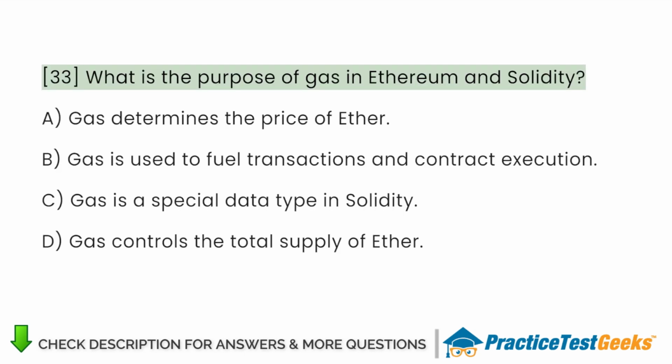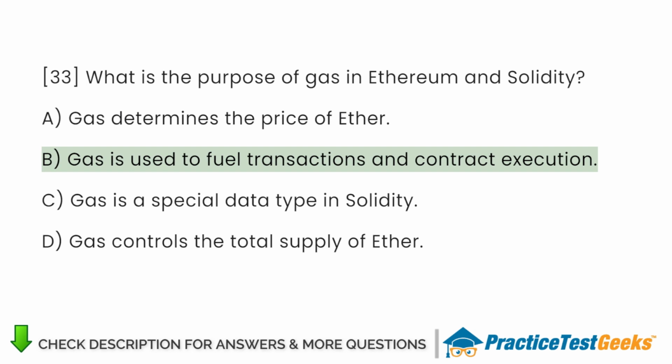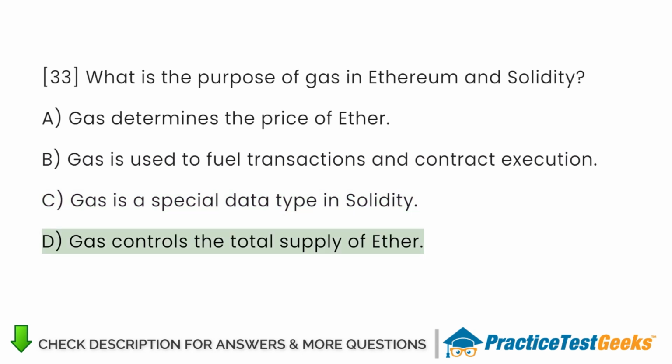What is the purpose of gas in Ethereum and Solidity? A. Gas determines the price of Ether. B. Gas is used to fuel transactions and contract execution. C. Gas is a special data type in Solidity. D. Gas controls the total supply of Ether.